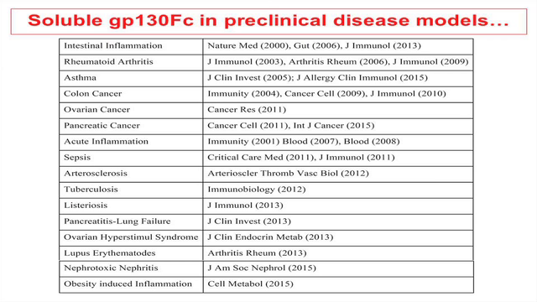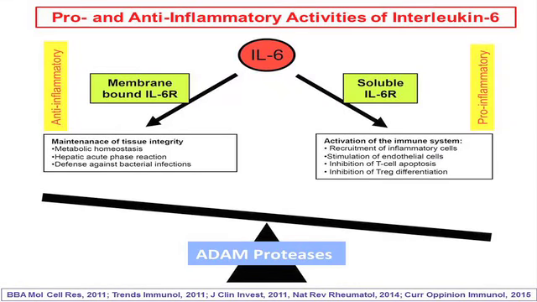And this obviously led us to a model where we said that the activity of IL-6 when it goes via the soluble receptor seems to be a pro-inflammatory activity, whereas the activity of IL-6 when it goes via the membrane-bound receptor seems to be rather regenerative, protective, or anti-inflammatory.